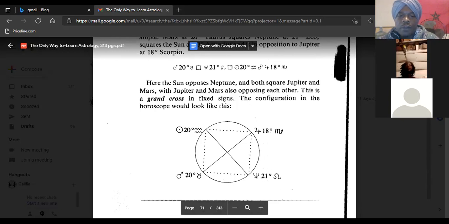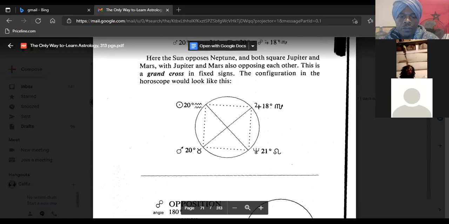Here, the sun opposes Neptune, and both square Jupiter and Mars, with Jupiter and Mars also opposing each other. This is a grand cross in fixed signs. The configuration in the horoscope would look like this. There you have it, the schematic.